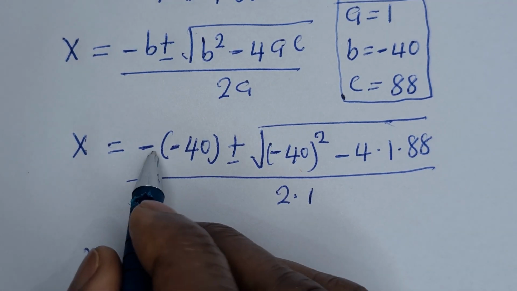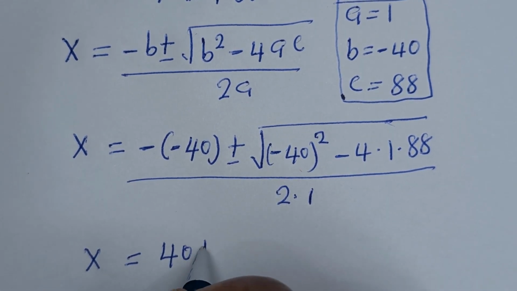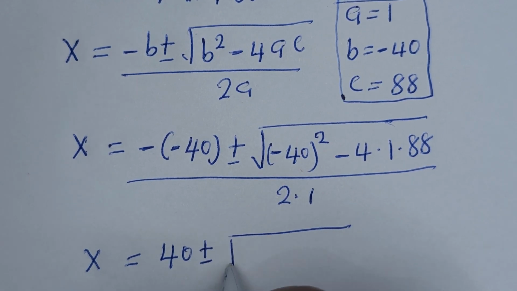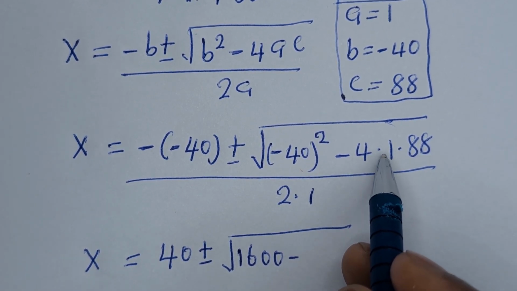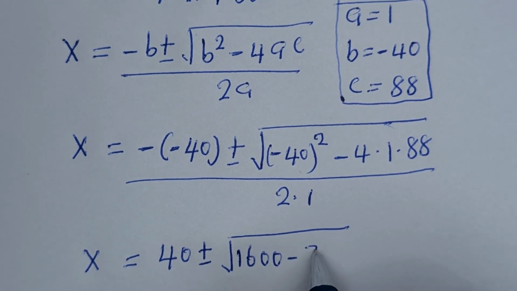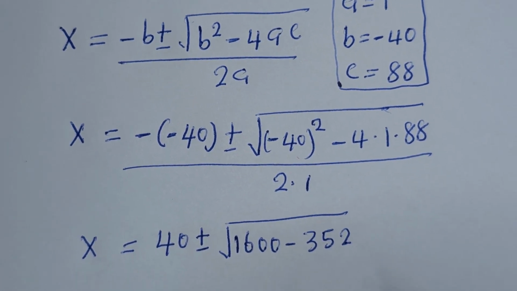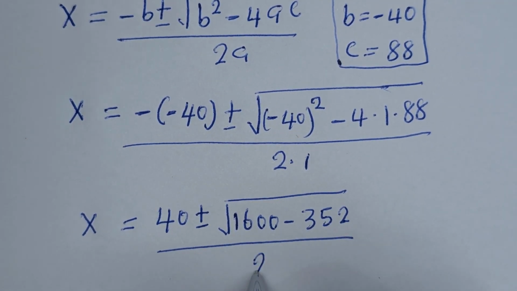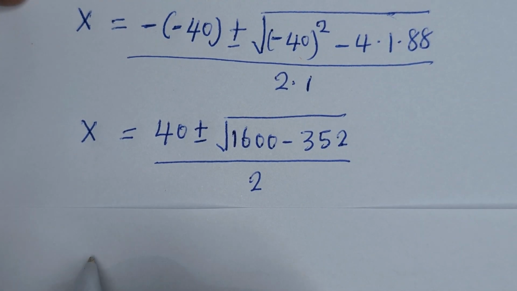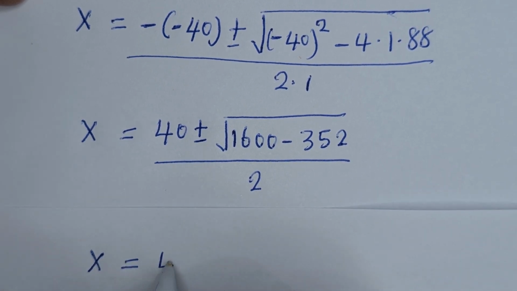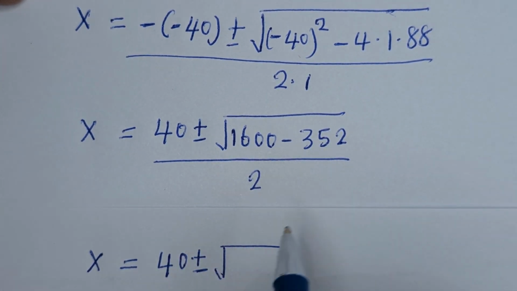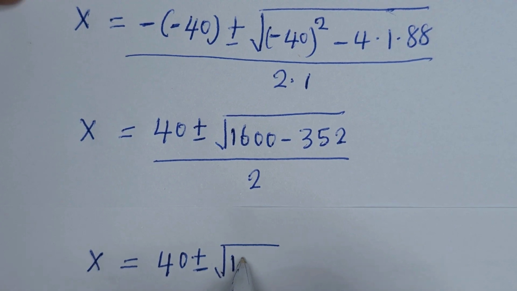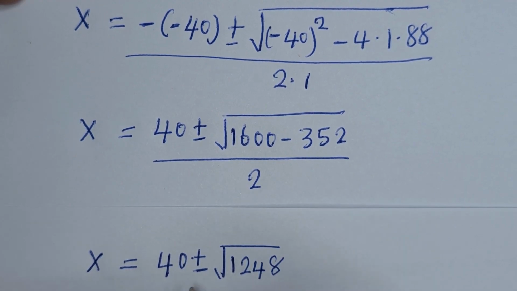x is equal to minus times minus 40, that is 40, plus or minus square root of minus 40 square, that is 1600, minus 4 multiplied by 1 multiplied by 88, that is 352, over 2 multiplied by 1, 2. x is equal to 40 plus or minus square root of, we have 1600 minus 352, that is 1248, over 2.